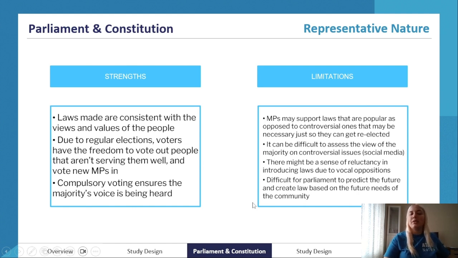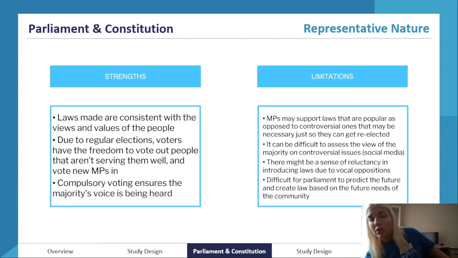There might be a sense of reluctancy in introducing laws due to vocal opposition, so controversial areas. Members of parliament may support laws that are just popular amongst the majority, as opposed to controversial ones that may be necessary, just so that they can get re-elected. They don't want to initiate or talk about controversial laws if it means they will lose voter support, and they won't be re-elected again in the next term.